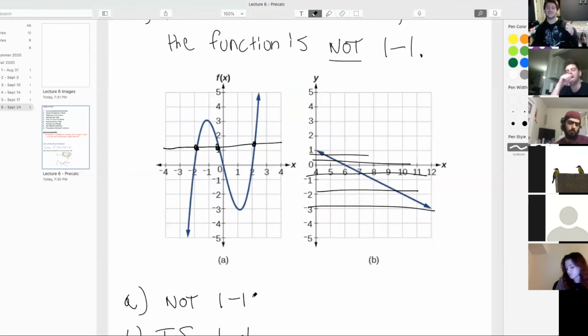And how does this relate to the definition of one-to-one? Well, we have the input of -2 getting mapped to 1. We have this input here getting mapped to 1, and this input here getting mapped to 1. So we have distinct inputs, -2, 0, and 2, but they're all getting mapped to the same output. So distinct inputs are not getting mapped to distinct outputs, and we're violating the definition of one-to-one.